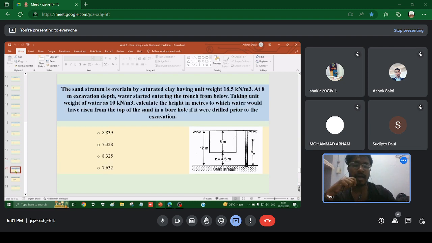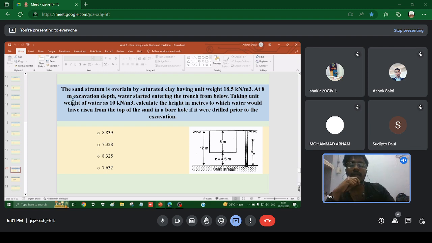Please draw this diagram first. I'm explaining the main question. Draw this diagram and just write down the important parameters which you need. The question is, the sand stratum is overlain by saturated clay having unit weight of 18.5. Here you can see the sand stratum, and above the sand, it is saturated clay. This saturated clay has a saturated unit weight of 18.5 kilonewton per meter cube.